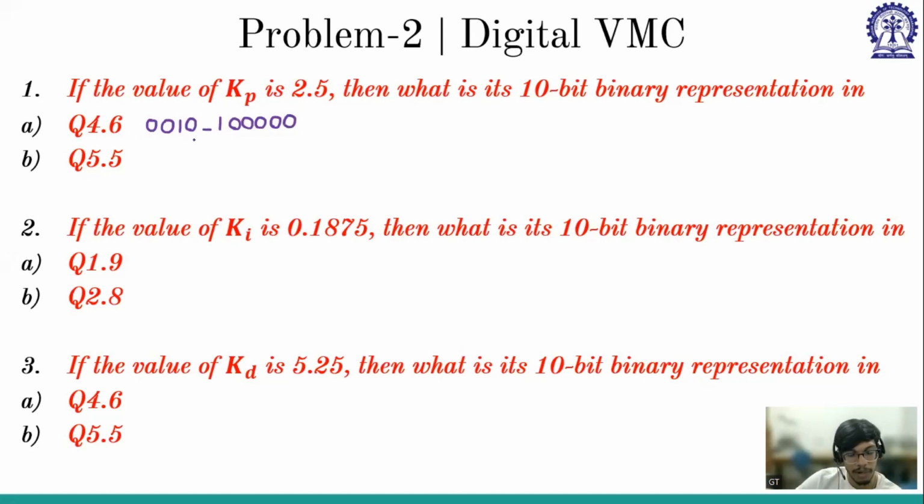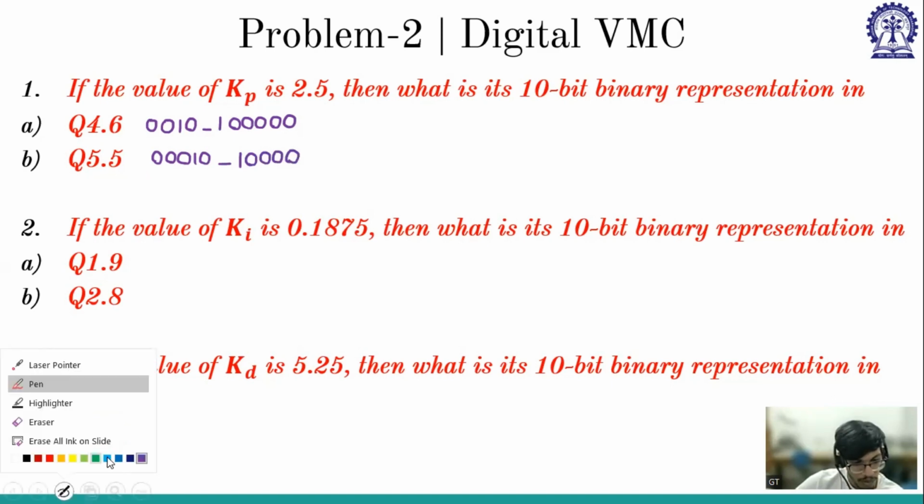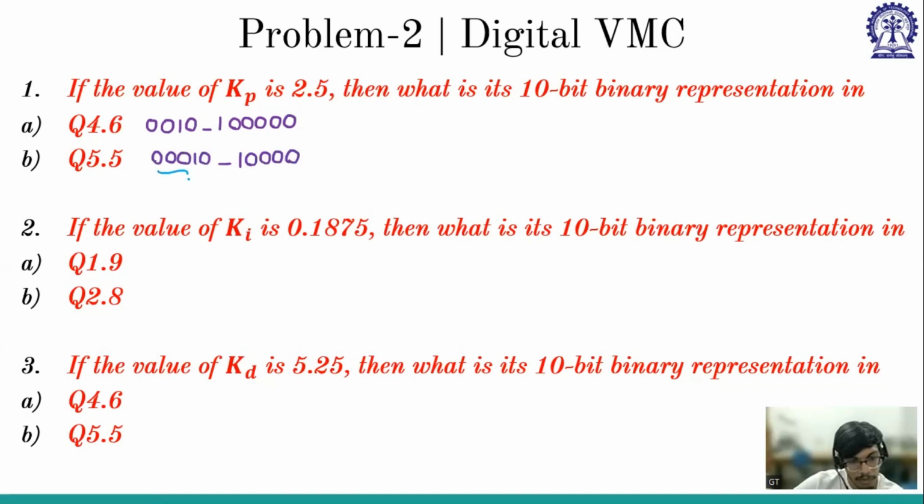Understood how I'm getting this? Yes, sir. Now 5.5. So there are 5 bits integer and 5 bits decimal. So what happens? It will be 0, 0, 0, 1, 0, underscore 1, and then 1, 2, 3, 4. So what has changed? Here it is 5 bits, again here it is 5 bits. Before, here it was 6 bits and here 4 bits. So now the dot is here, so it is Q5.5 format.